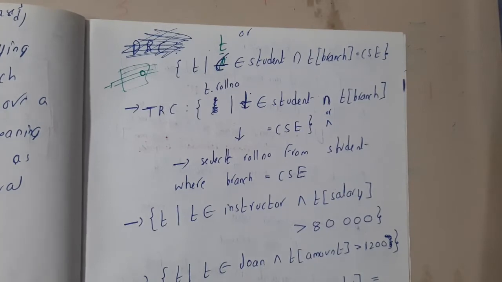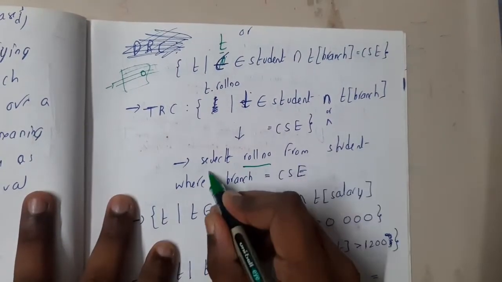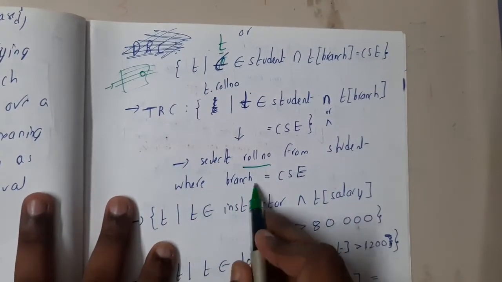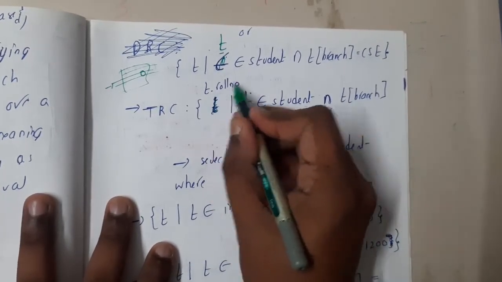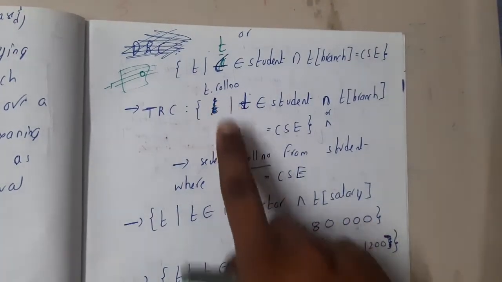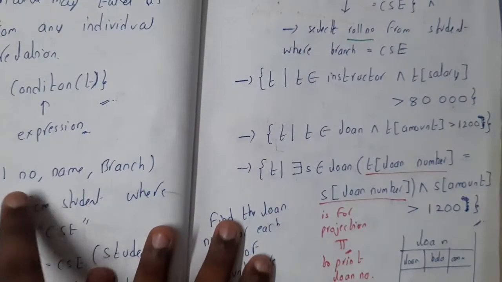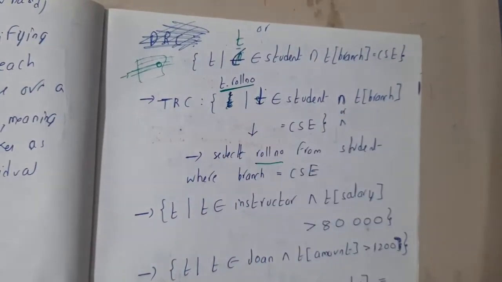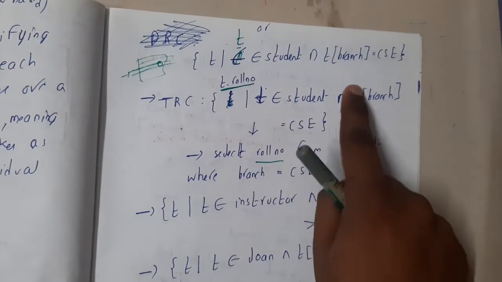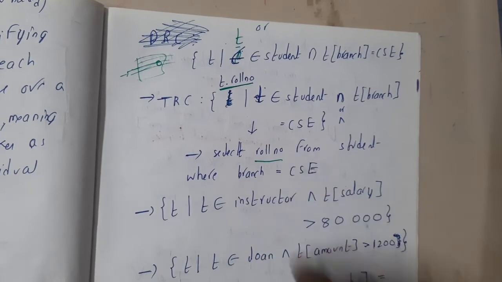Assume that in the same question, the examiner asks to print only roll number: select roll number from student where branch equal to CSE. Instead of directly writing T, we will write T dot roll number. What is T here? T is a particular row which contains a roll number, name and branch. From that whole row, I am going to print only roll number. That is the reason it is represented as T dot roll number, such that T belongs to student, AND T of branch equal to CSE. Got it?